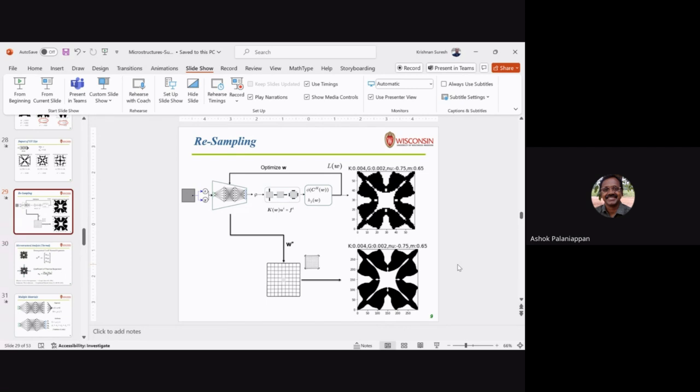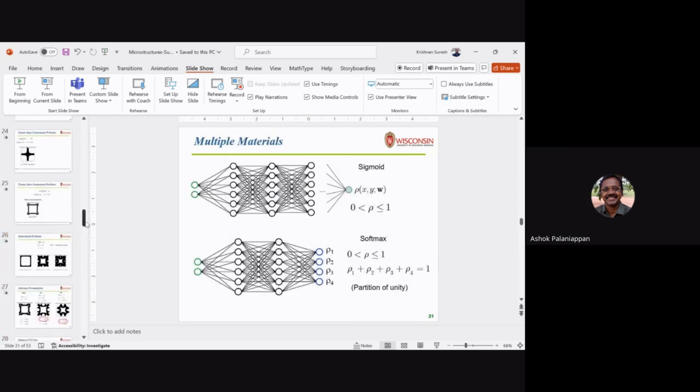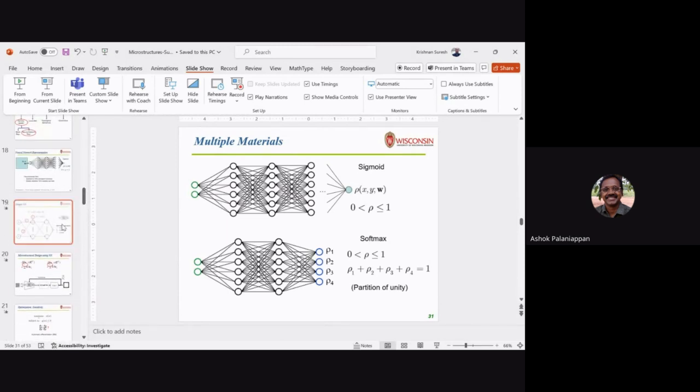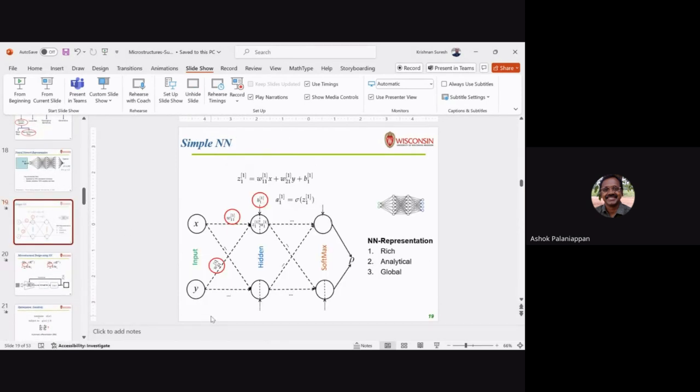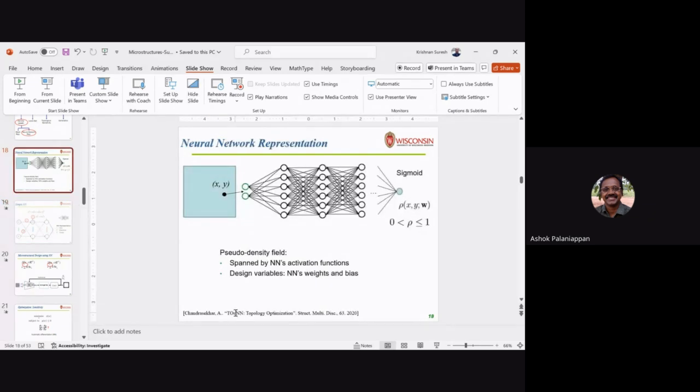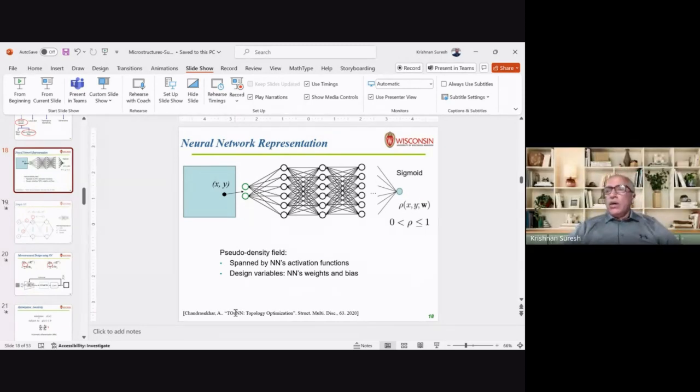I had one more question, if I may. When you mentioned the activation functions, the weights and bias parameterize the density field, whereas the activation functions span the field. I was wondering, does that depend on your selection of the activation functions, or would any choice of activation functions span the field? That's again a very good question. It doesn't matter what activation function you use, leaky ReLU, hyperbolic sine, hyperbolic tangent, all of them will span, but the designs that you get will depend on your activation functions.